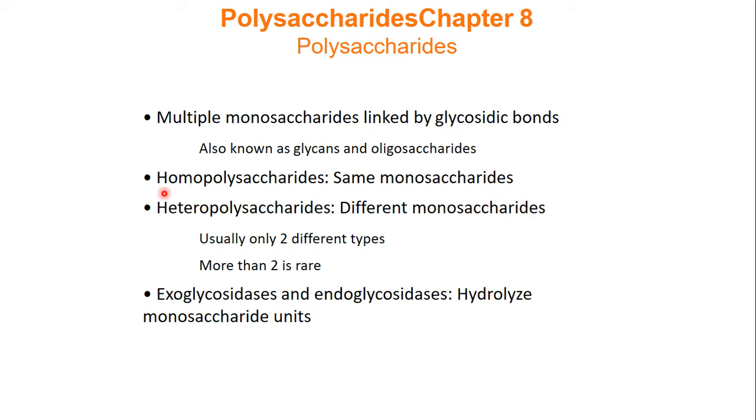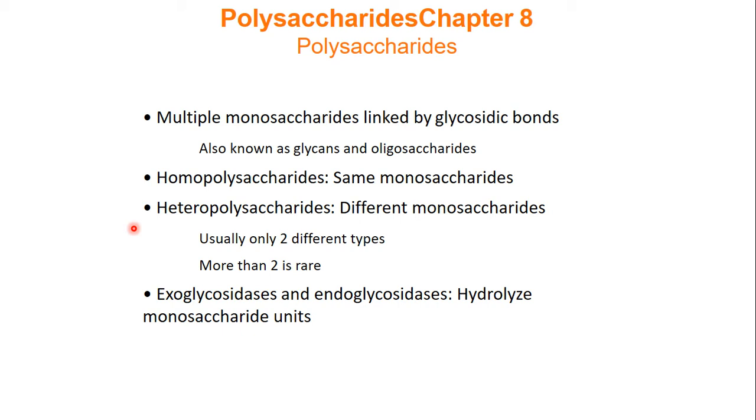You have your homopolysaccharides, which are made out of the same monosaccharide. And you have your heteropolysaccharides, which are made out of different monosaccharides. Usually in heteropolysaccharides, you only have two types of saccharides, though. You usually don't have heteropolysaccharides made out of three different monosaccharides.